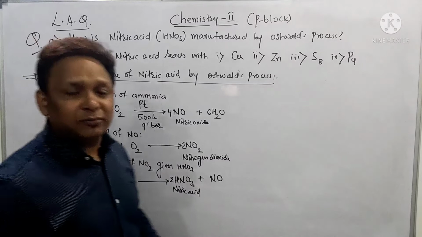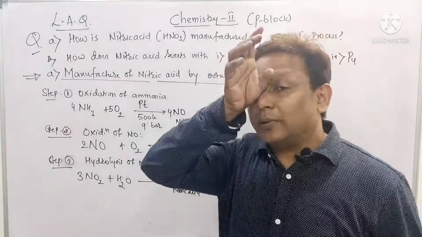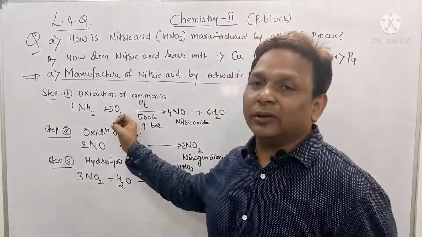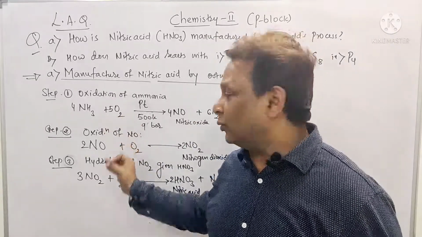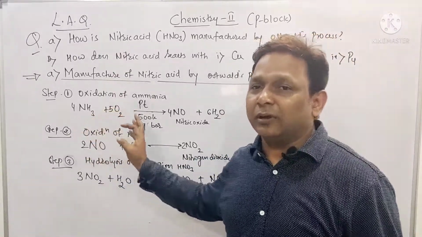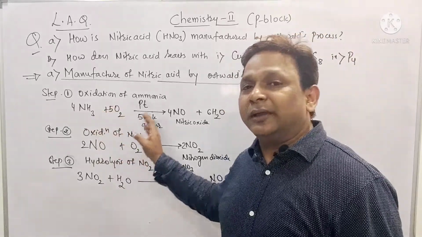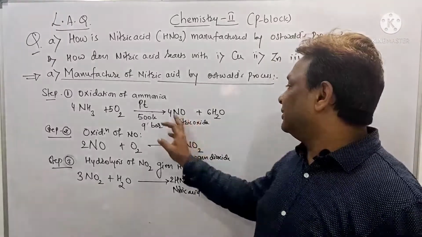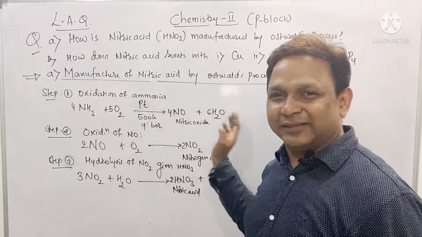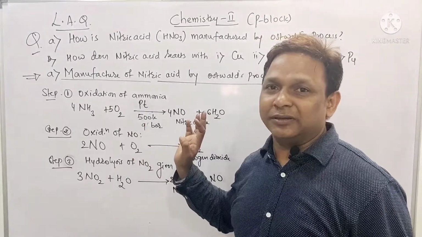But once again I'll explain what that is. Preparation of nitric acid can be done by the Ostwald process. It occurs in 3 steps. Step 1, oxidation of ammonia. Step 2, oxidation of NO. Step 3, hydrolysis of NO2. In step 1, ammonia on oxidation: NH3 plus O2 gives NO plus H2O. How to balance? 4, 5, 4, 6. Platinum as a catalyst, 500 Kelvin, 9 bar pressure.